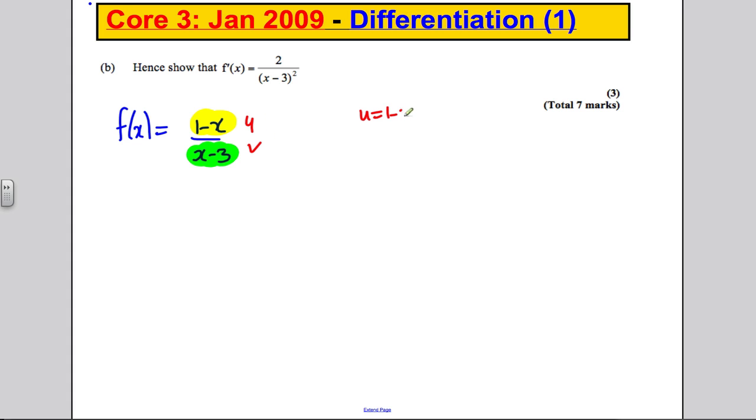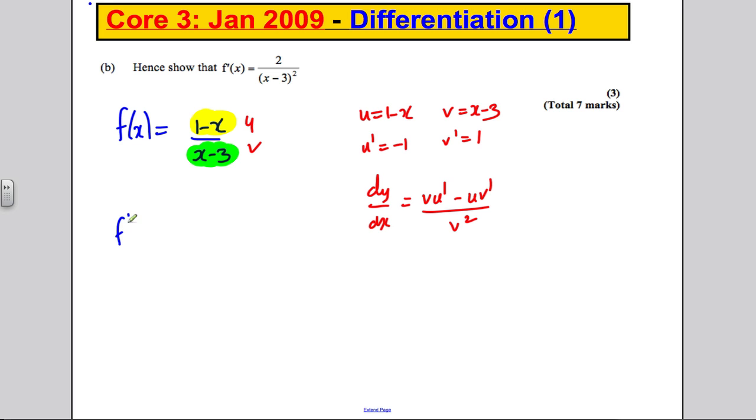So u and v. Your u is 1 subtract x, your u dash is therefore minus 1. Your v is x subtract 3, so your v dash is therefore 1. The quotient rule says dy by dx is vu dash subtract uv dash all over v squared. So substituting in here, f dash x is therefore vu dash, so x subtract 3 times negative 1, subtract uv dash, so 1 subtract x times 1, all divided by v squared, which would be x subtract 3 squared.